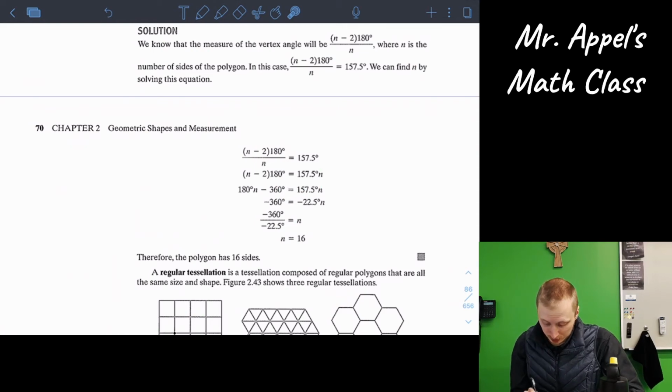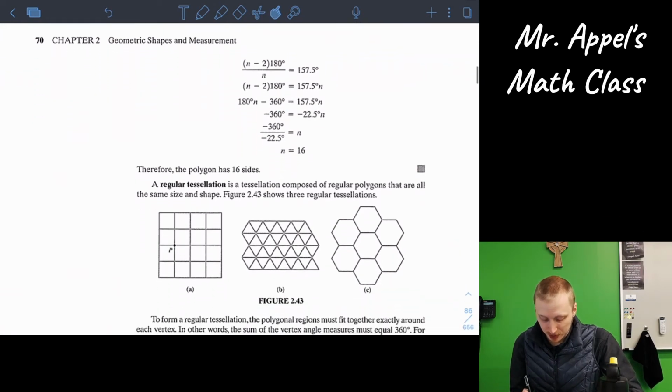And then we're going to subtract 180n from both sides, so we get rid of it here, and now it's negative 22.5n left, but negative 360 on this side, so divide both sides by negative 22.5, right? Not so bad. So n now is 16. Therefore, the polygon has 16 sides. Okay?